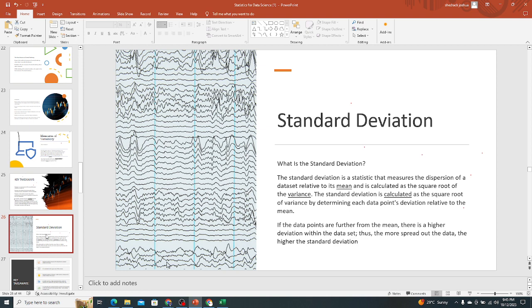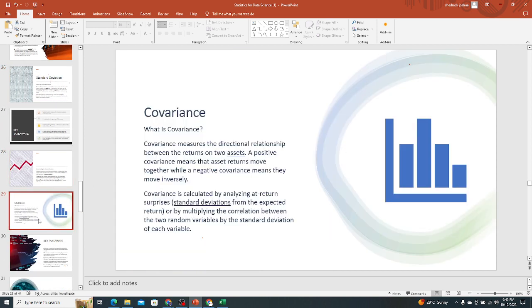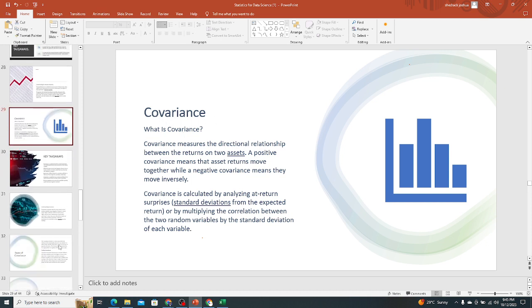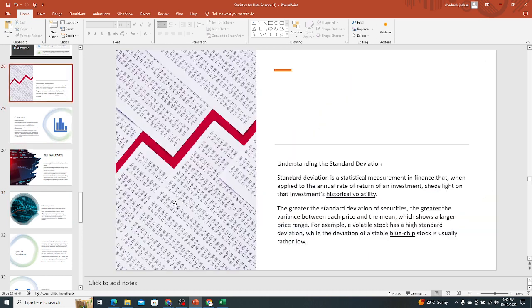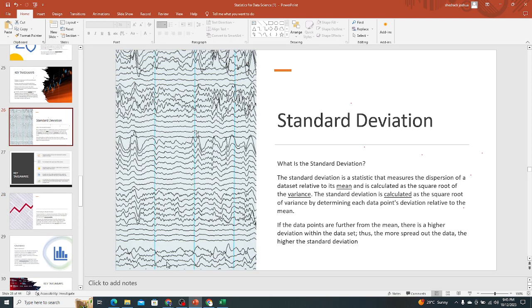All right. I want us to conclude with standard deviation, so that next week we may discuss covariance and correlation. We shall see the difference between covariance and correlation. So basically, we've talked about standard deviation. We've said it's the square root of variance.